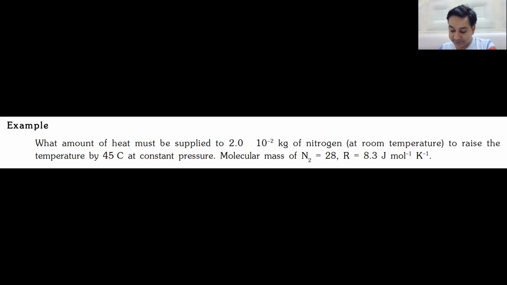What is the answer? Is it a tough one? It's a straightforward one. n Cp delta T. Yes or no? So, constant pressure, n is the number of moles. Number of moles is not given. Mass is given. You can find out the number of moles and you can get the answer. Yes or no? Yes, sir.